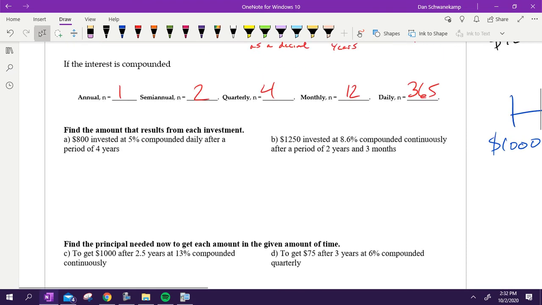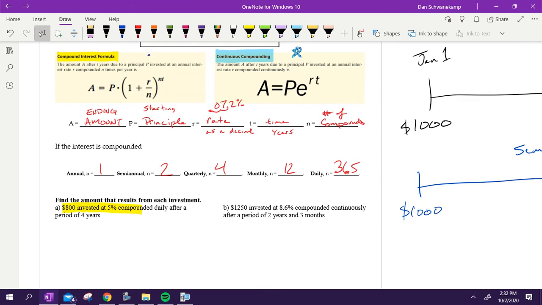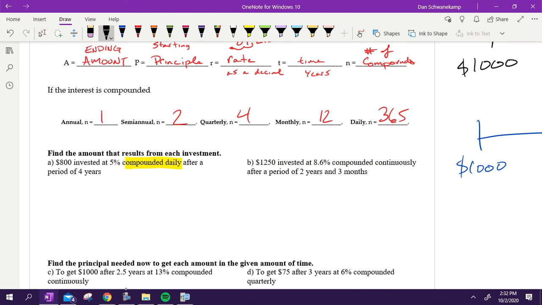Let's do it. Finding the amount that results from each investment. I have $800 invested at 5% compounded daily after a period of 4 years. So the first thing we have to do is decide which equation. Which equation am I picking here? Am I picking the first one or the second one? First one. And the reason I'm picking the first one is because it says compounded daily. If they tell you how often you're compounding, you're using the first one. If they say continuous, we use the second. All right, so I'm using this formula.